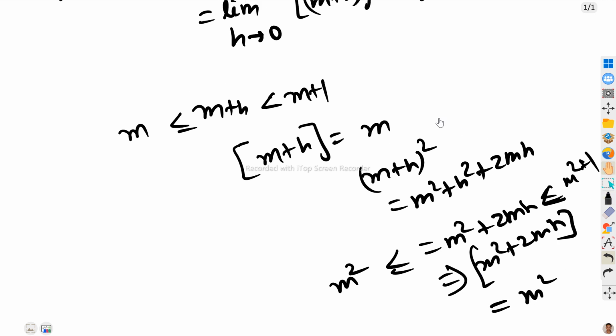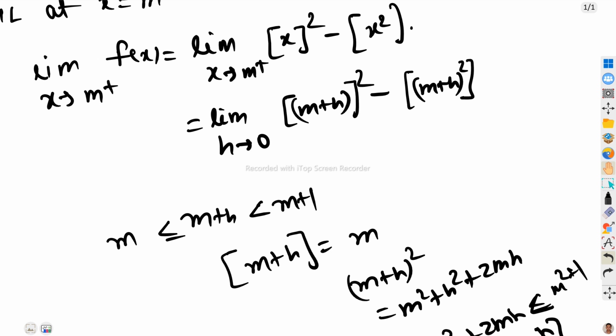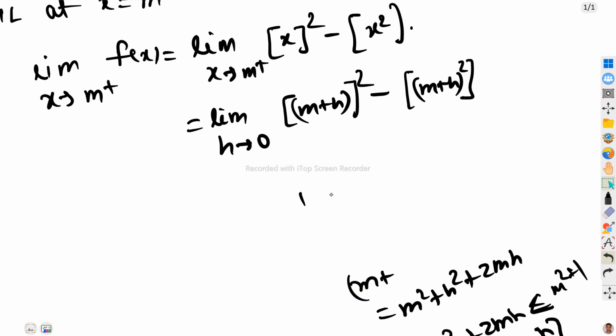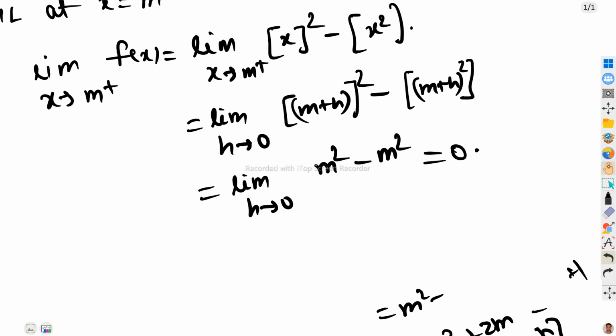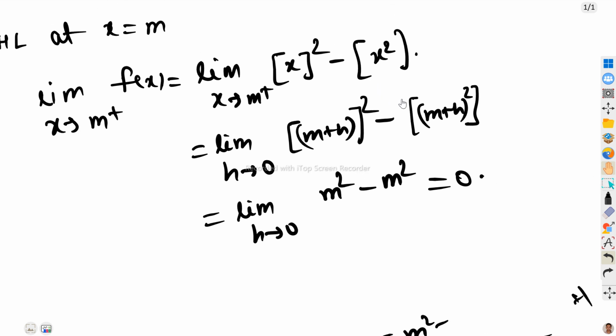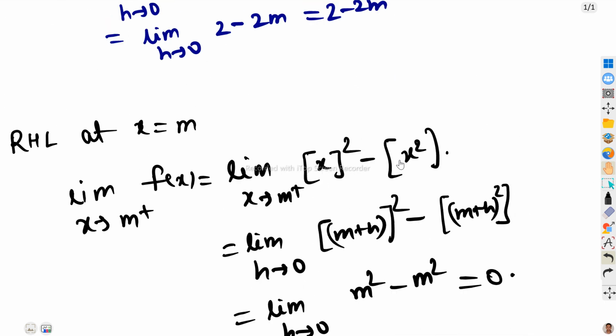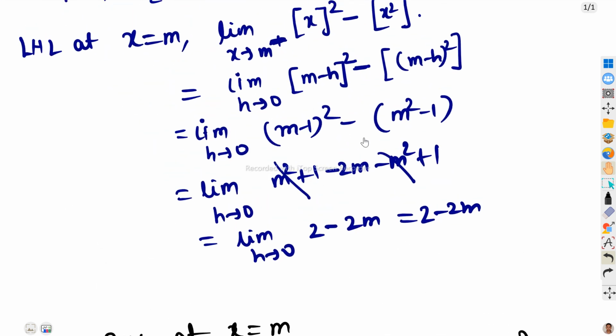So we have found that this equals the limit as h tends to 0 of m square minus m square, which equals 0. So the right hand limit at x equals m is 0, and the left hand limit at x equals m is 2 minus 2m.